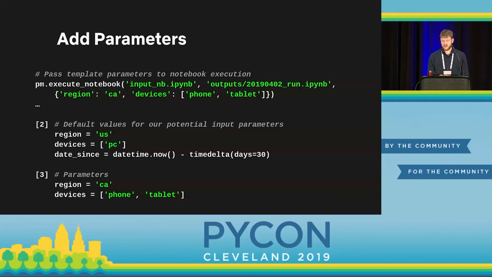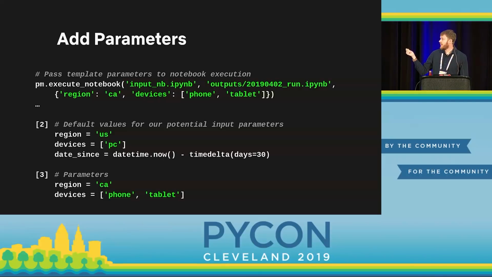What this will do when you actually execute this is, inside the notebook, you're going to see a section in there. This cell execution 2 is something we defined. We said, hey, here's the region, and here's the device, PC. And then we calculate date sense. This is the default parameters, if that cell has been tagged as this is my defaults.